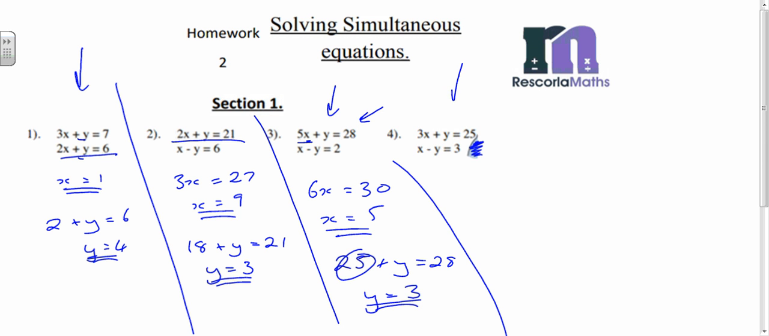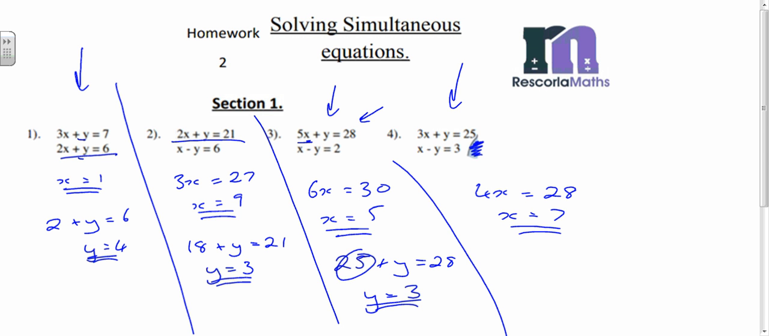So again, have a look at question 4. You've got a positive y and a negative y, so you need to add them both together. So 3x plus x equals 4x. Y's disappear. 25 plus 3 equals 28. So we've got 4x equals 28. Then 1x will equal 7.